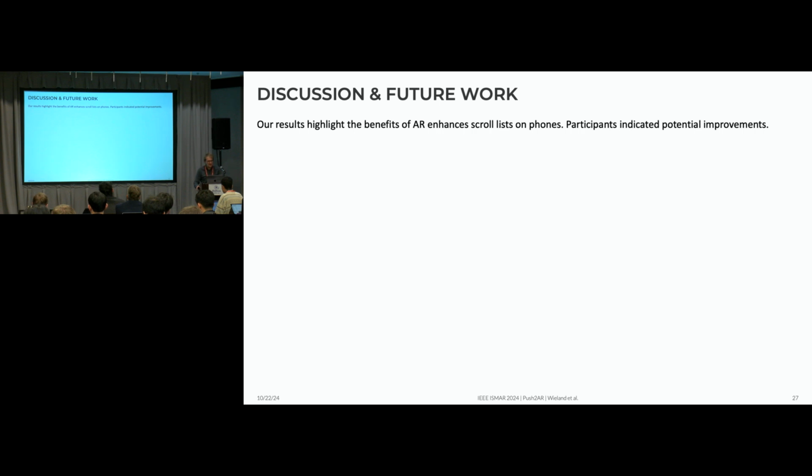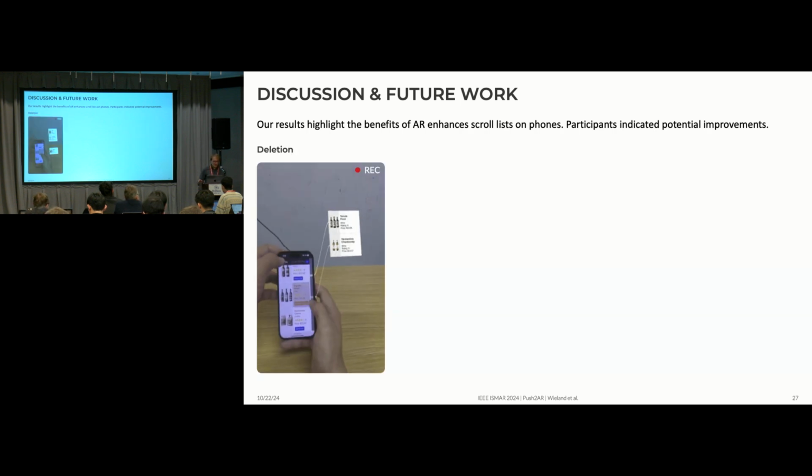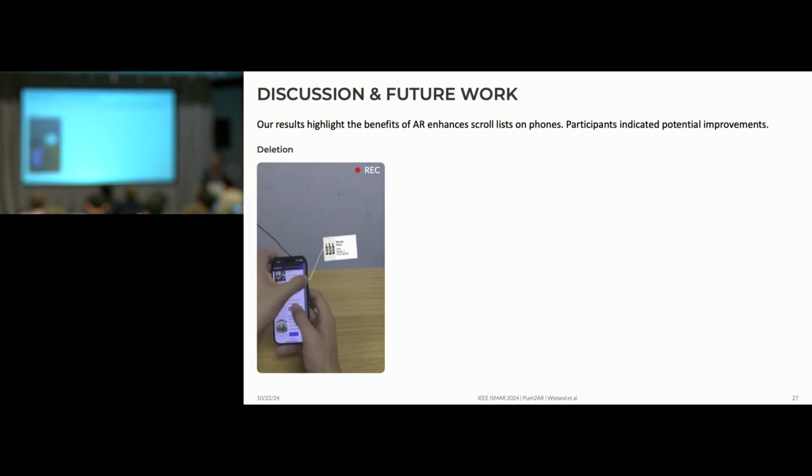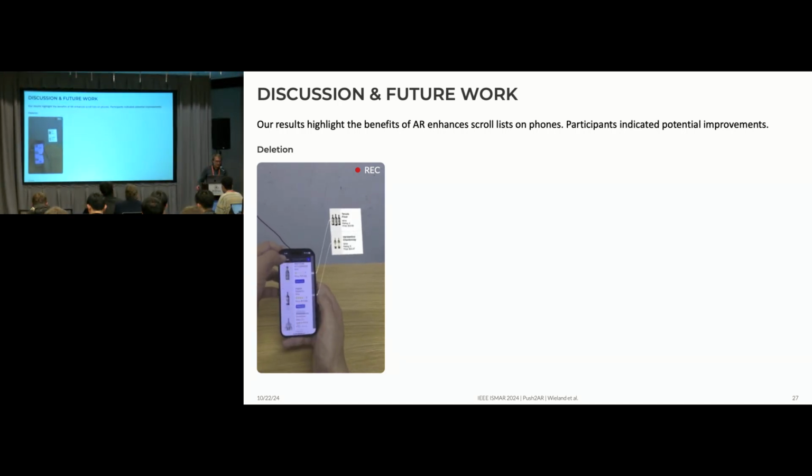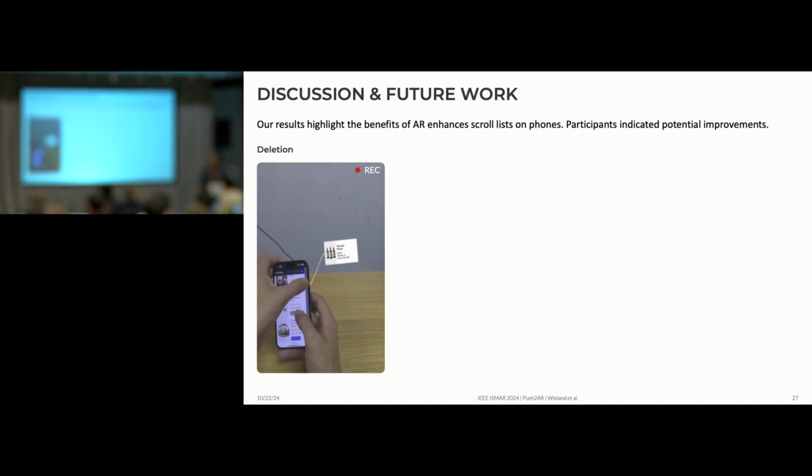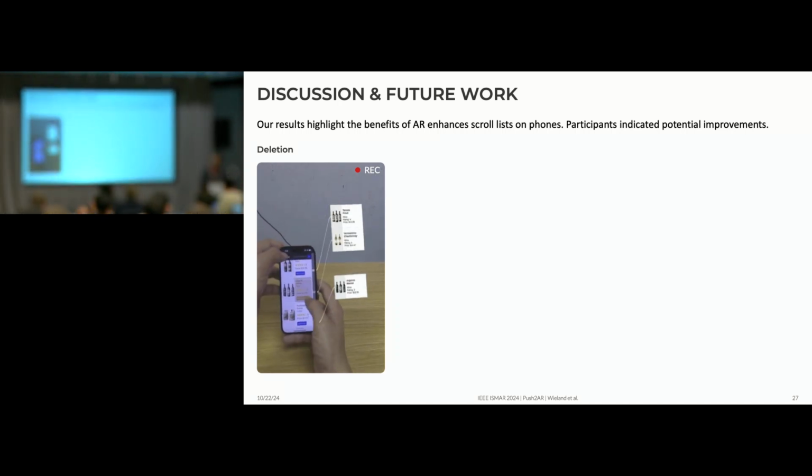While our results strongly highlight the benefits of enhancing scroll lists on phones with augmented reality, participants also indicated a couple of potential improvements. For example, participants requested an easy way to delete all AR items with one action, as repeatedly scrolling back to the respective item on screen for deletion slowed them down.